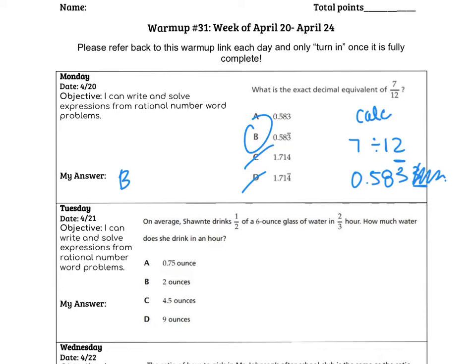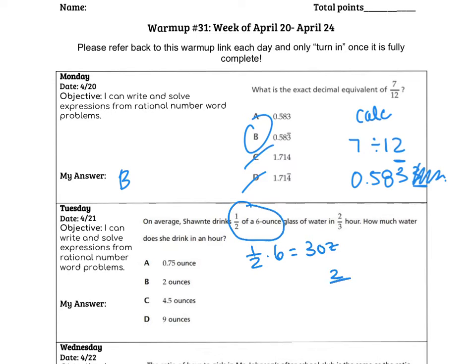Okay, Tuesday's warm-up. On average, Shanti drinks 1/2 of a 6-ounce glass of water in 2/3 of an hour. How much does she drink in an hour? So this is a unit rate question, but you have to figure out what 1/2 of 6 ounces is first. So if you do 1/2 times 6, that'll get you 3 ounces. So she drinks 3 ounces of water in 2/3 of an hour. And you want to know how much she drinks in 1 hour.